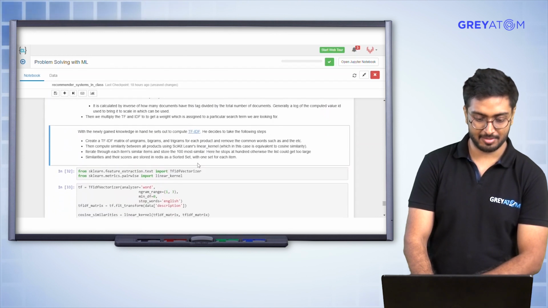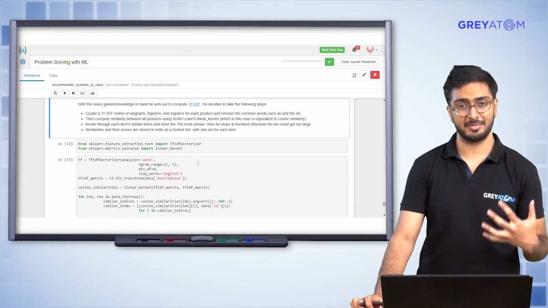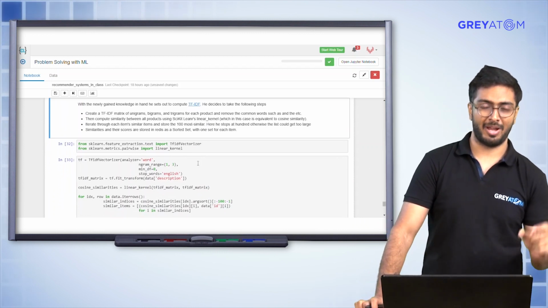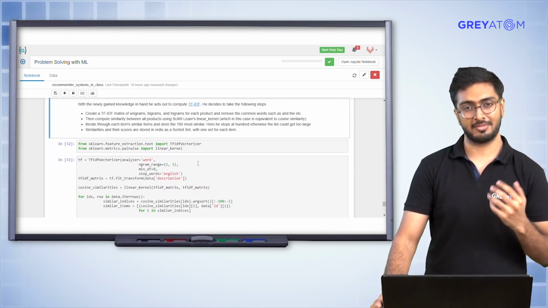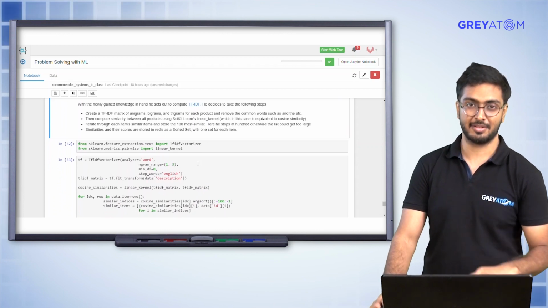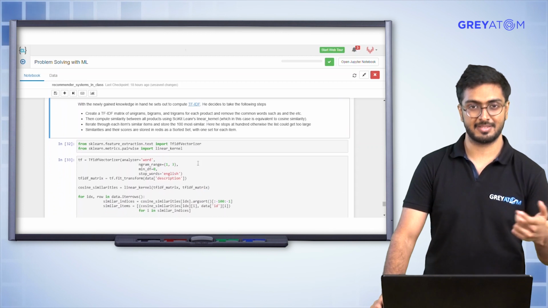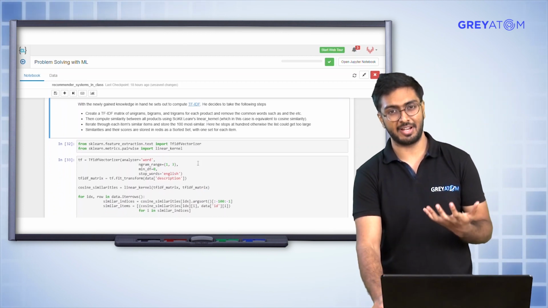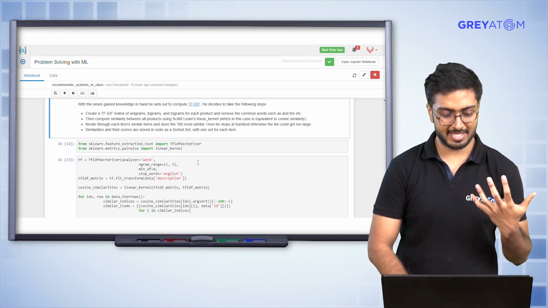With this, we create a TF-IDF matrix of unigrams, bigrams, and trigrams. We have talked about this: a unigram is one token, one word, right? Bigrams are two words combined to make one token. Trigrams are three consecutive words. All possible combinations of three consecutive words are treated as different tokens, right? So that is what TF-IDF for unigrams, bigrams, and trigrams is. Then we compute the similarity.